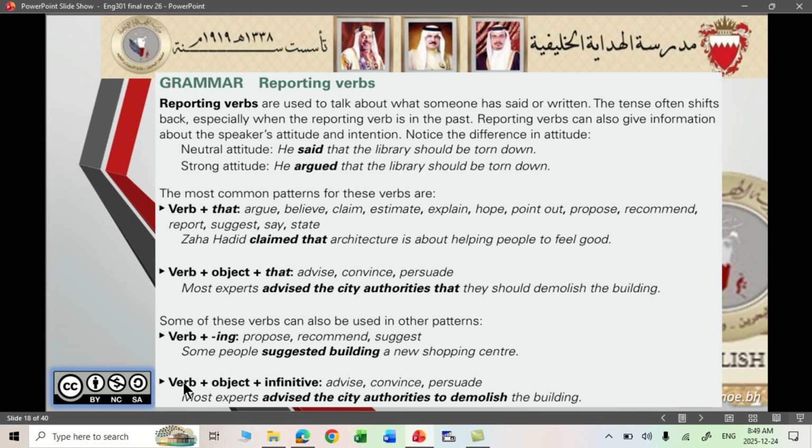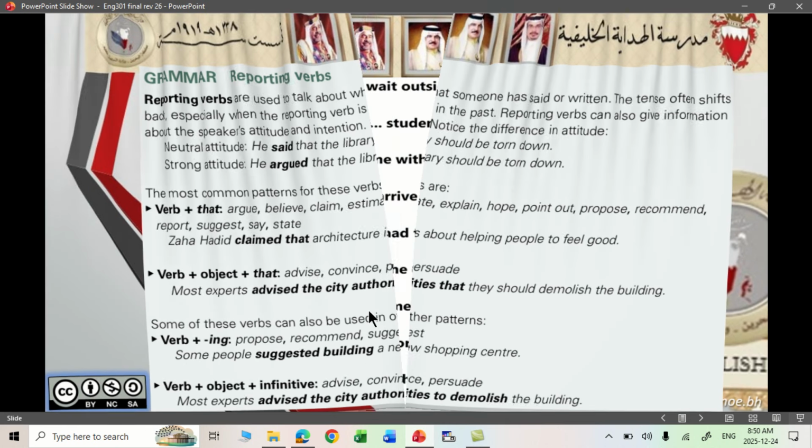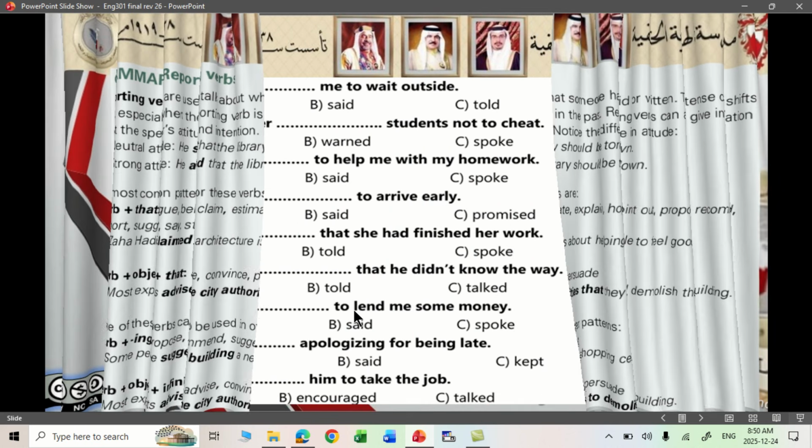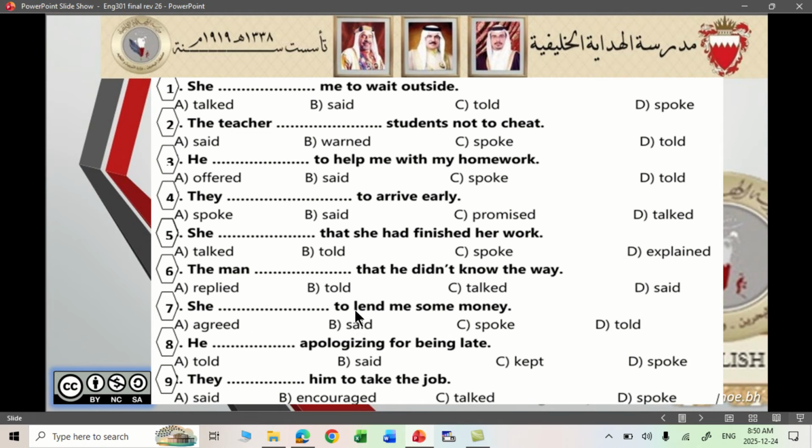The last form is using the verb plus object, and then we have the infinitive. An example would be: most experts advise the city authorities to demolish the building. Advise the city authorities, that's the object, and to instead of the that. You get me? And as usual, here are some exercises on that.